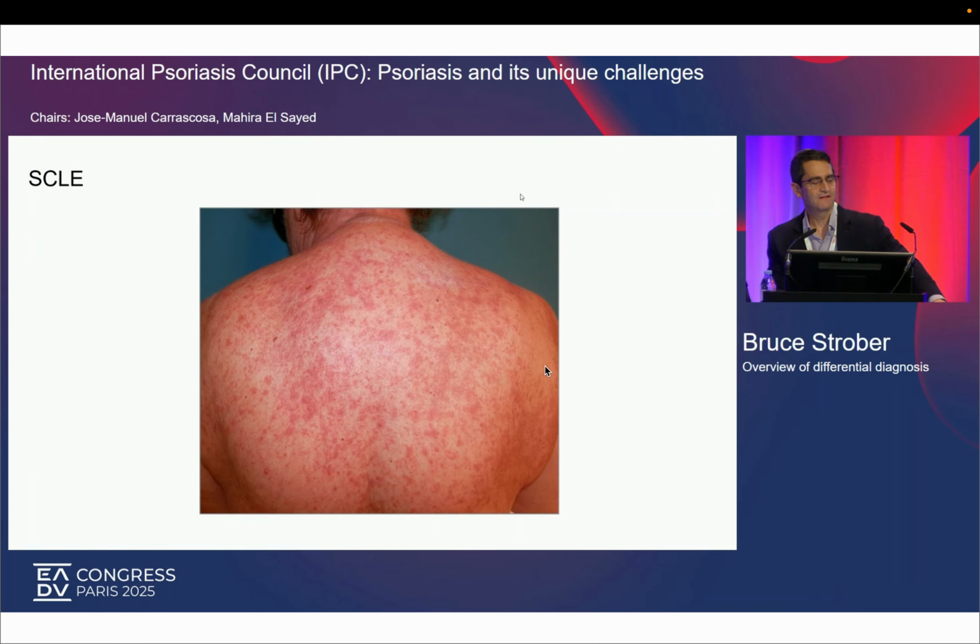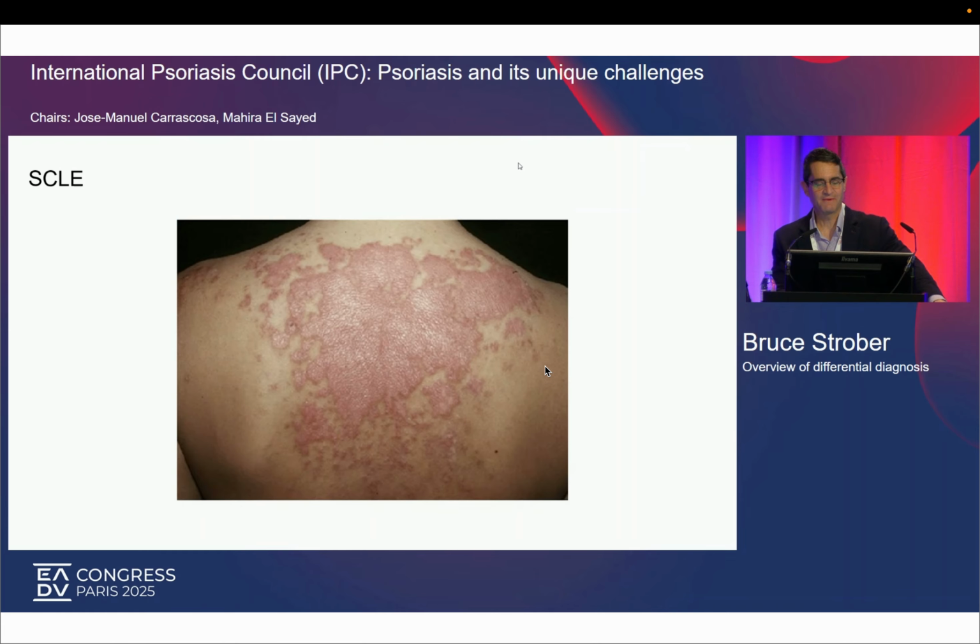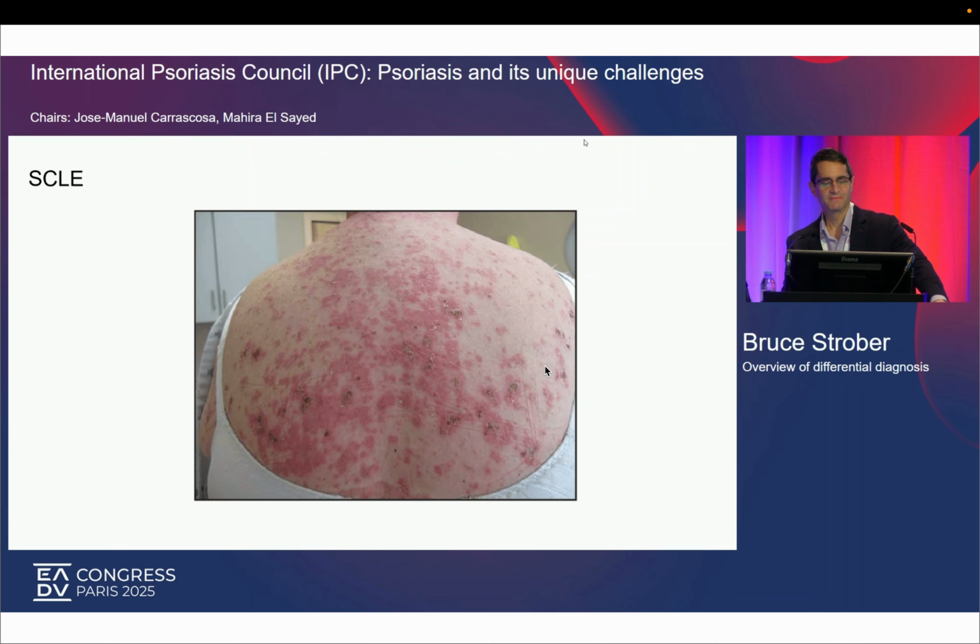And then SCLE, cutaneous lupus. Again, it's different, but you have to think about it, especially if you get that kind of presentation, where you have more very distinct plaques, but the scale is not quite the same, the annular formations of the plaques. Here the scale's a little different than you'd see in a psoriasis patient. This is SCLE.